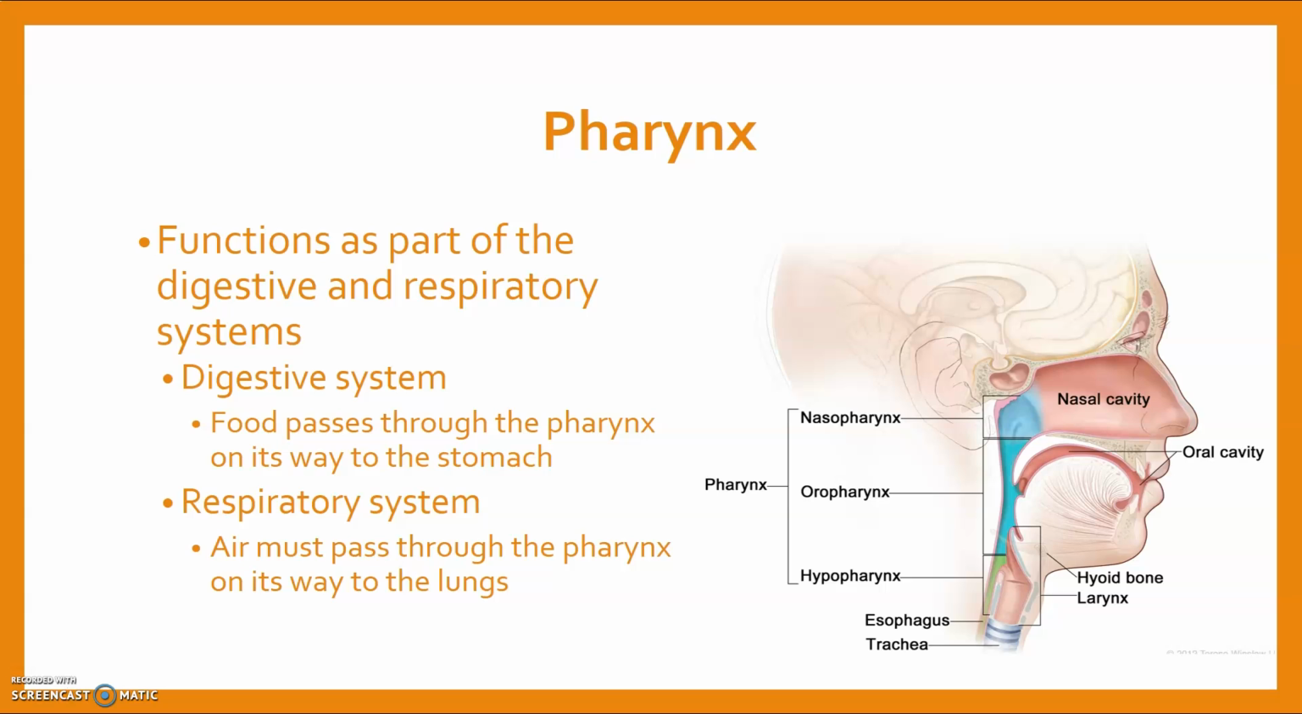Interesting to note that the pharynx is both part of the digestive system and also the respiratory system. So for the digestive system, food passes through the pharynx as it travels toward the stomach. And then for the respiratory system, air has to pass through the pharynx in order to get to the lungs.